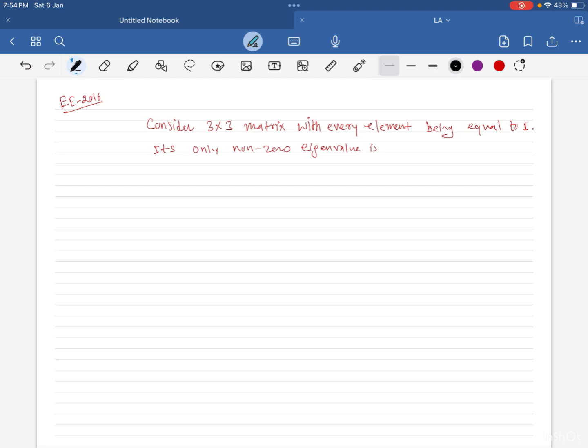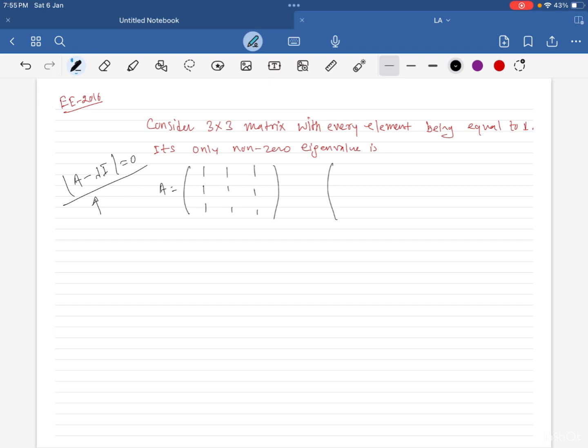Okay, so let's look at this question. EE 2016. Consider a 3 by 3 matrix with every element being equal to 1. Its only non-zero eigenvalue is what? So we have to find its only non-zero eigenvalue, right? Let me take the 3 by 3 matrix that has every element 1, and A minus lambda I would be, so to find the eigenvalue we will have to do this.